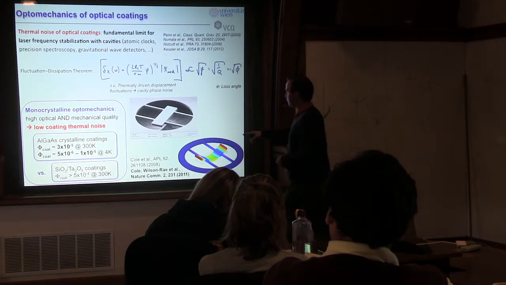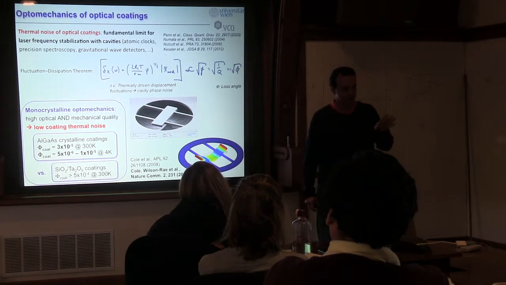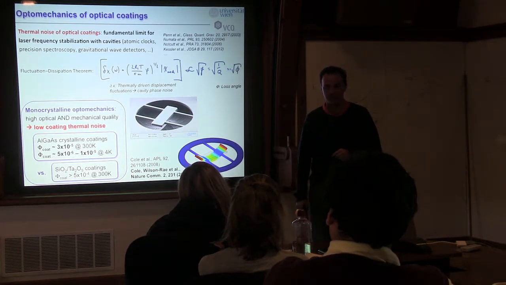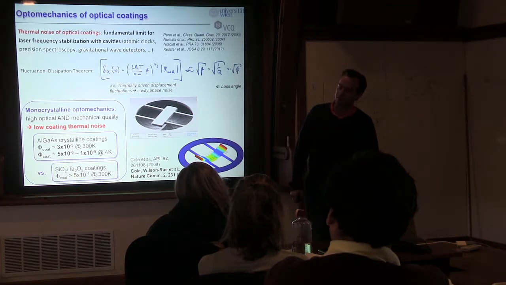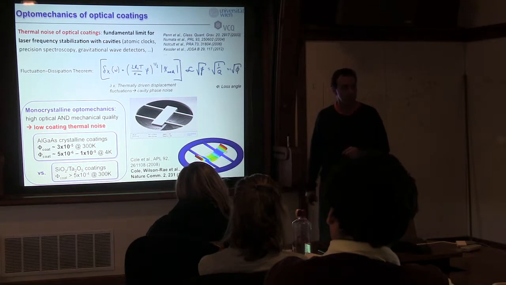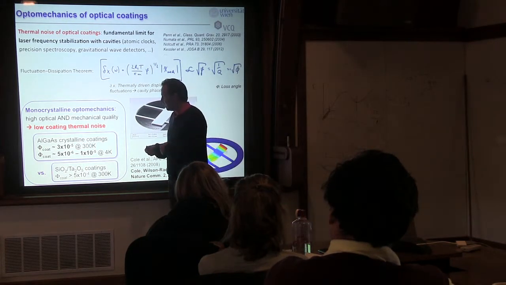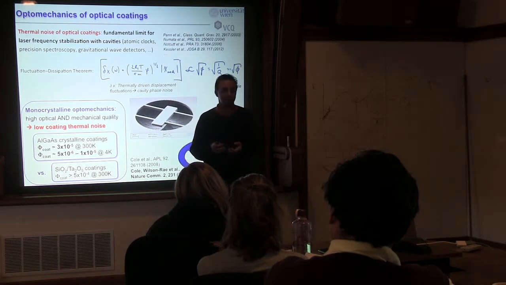And the epitaxially grown GaAs layers have intrinsically fewer defects. I mean, you still have the two-level systems and so on that we heard about, but they are much, much smaller in density. So the defect density is much, much smaller than in these amorphous coatings. And that's why you can sort of intuitively explain why the mechanical quality is so much better in these materials.